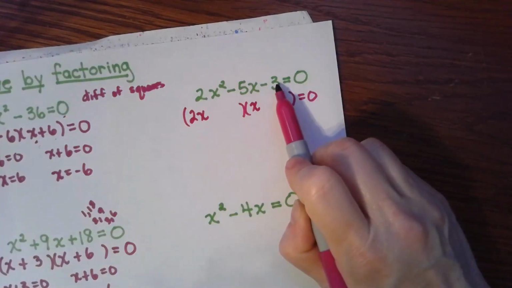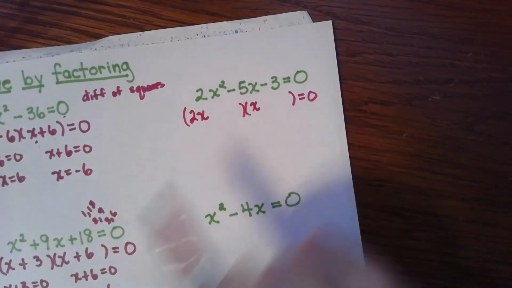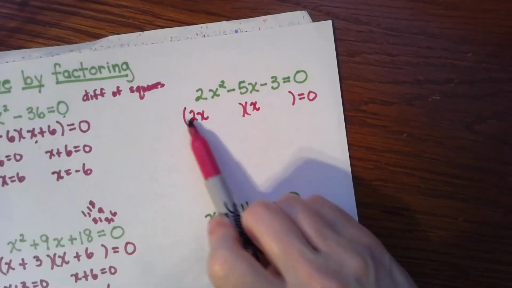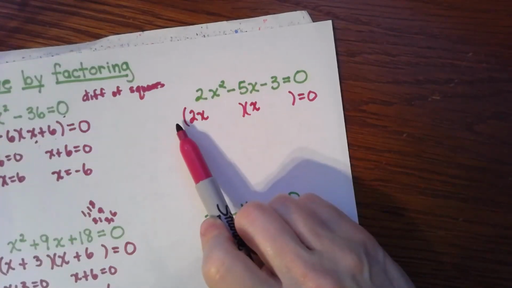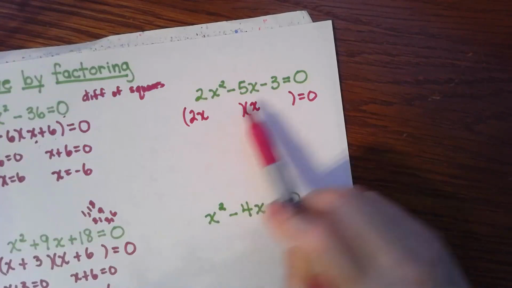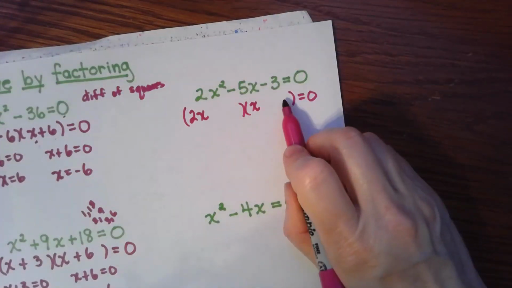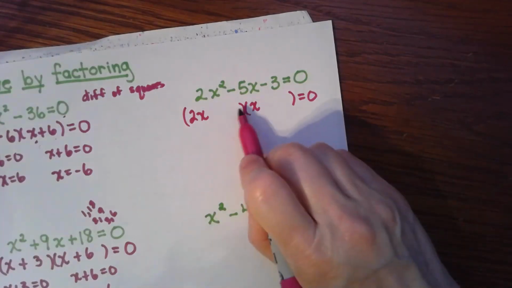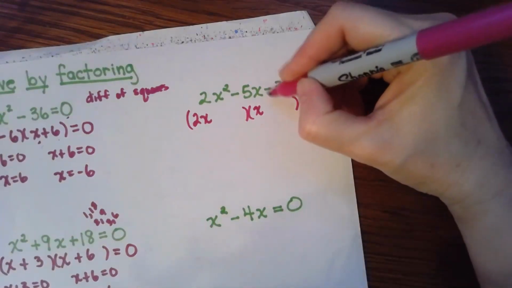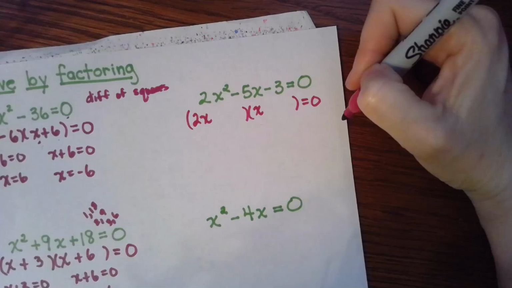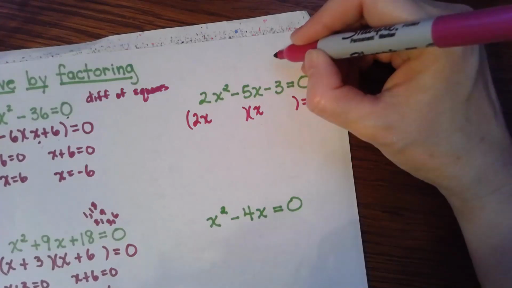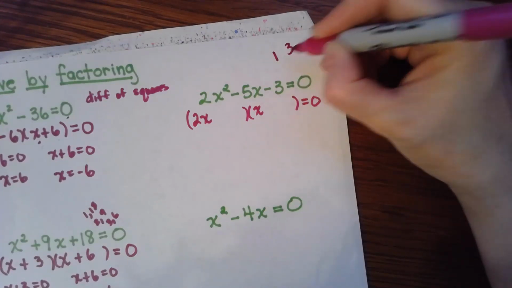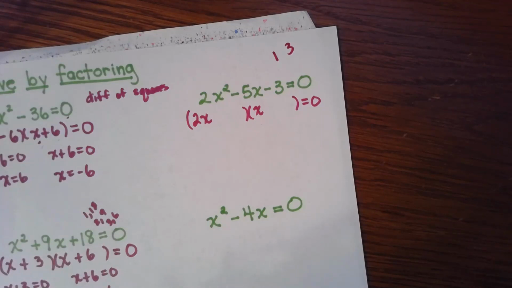Okay, but that makes things a little bit trickier because now I can't just do a simple, like, oh, multiplies to negative 3 adds to negative 5, because something's going to have to be multiplied by this 2. Okay, so I'm going to have to put numbers in here. One of them is going to be multiplied by the 2, the other one won't be multiplied, it'll just be multiplied by 1. So for the negative 3, I could have like 1 and 3. One of those has to be positive, one of those has to be negative.